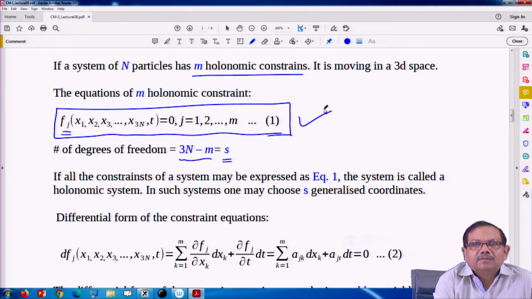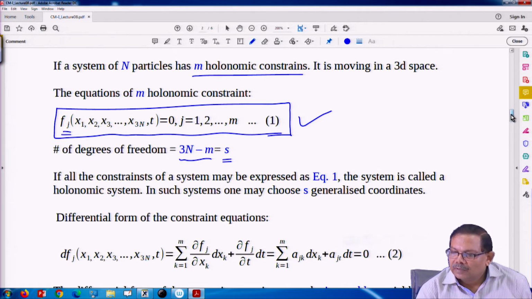For example, a coplanar pendulum or double pendulum, a particle moving on a circle, etc., or particles connected by a rod moving in a plane or moving in space, they are all examples of holonomic constraints.